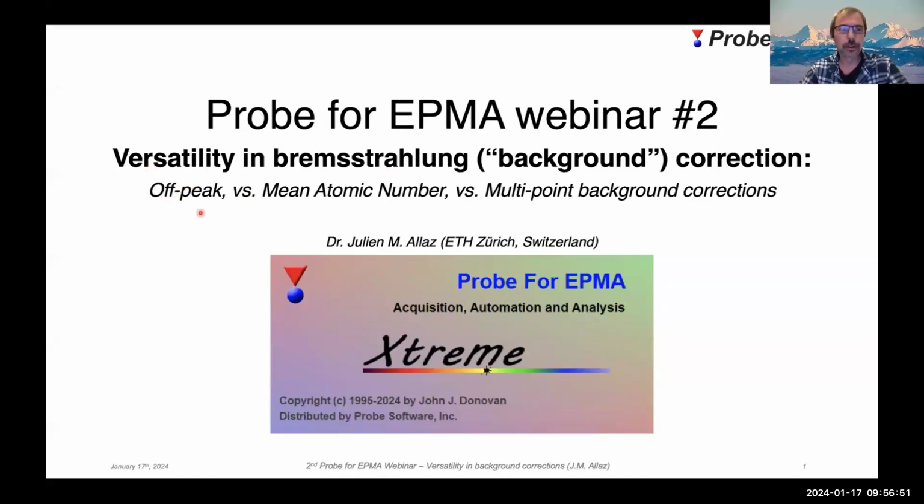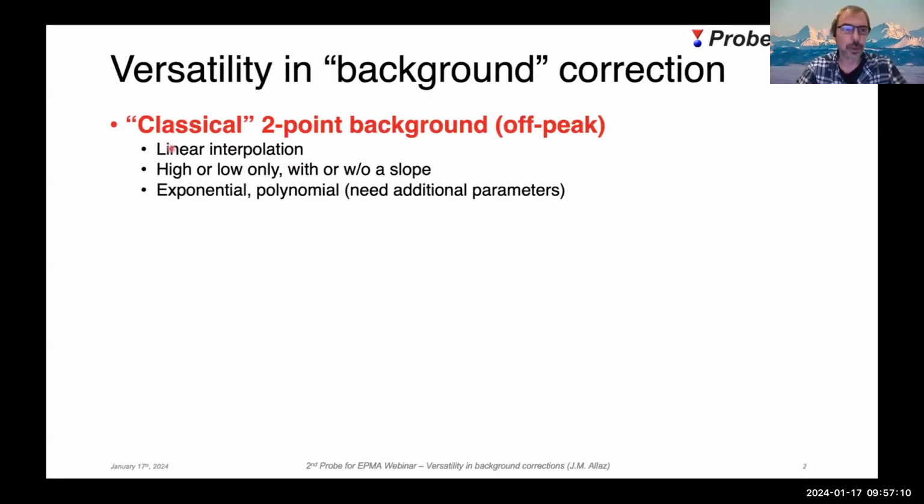Most software just offers a simple off-peak measurement. We'll see that in a minute. These are very basic measurements, like Annette mentioned, where you acquire the peak and then two background positions. But you will see that Probe for EPMA does offer different techniques. So let's dive into that. First, we have this classical two-point background offset acquisition that is available with Probe for EPMA, and we can normally do classical linear interpolations. However, there could be problems and cases where you have to use only one side of the background or the other. This is also possible with Probe for EPMA, or you can constrain only one side of the background position and force a certain slope.